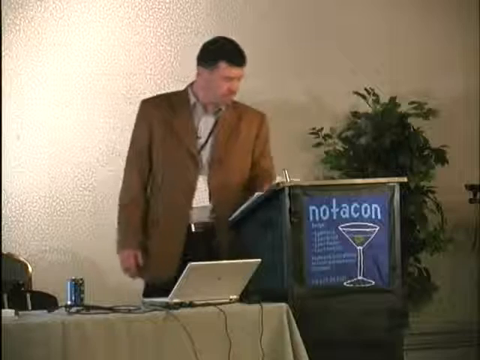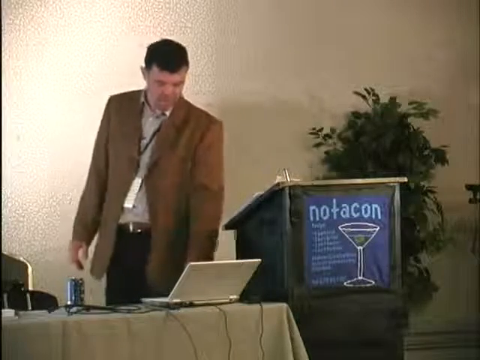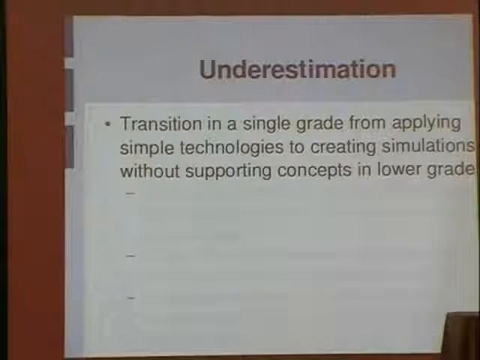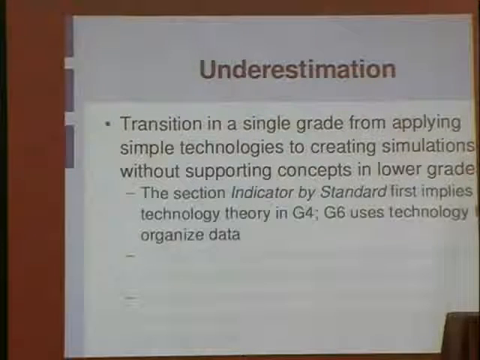Underestimation. Papert studies and those of many of his students show that children can learn at ages as young as 4. The transition in a single grade from applying simple technologies to creating simulations without supporting concepts in lower grades really isn't so much a way that they underestimate. Perhaps this could be an overestimation. They're supposing that suddenly in this particular grade these kids become knowledgeable of how to do programming, but that really doesn't help because the teacher's not instructed how they're supposed to get to that point in the first place.